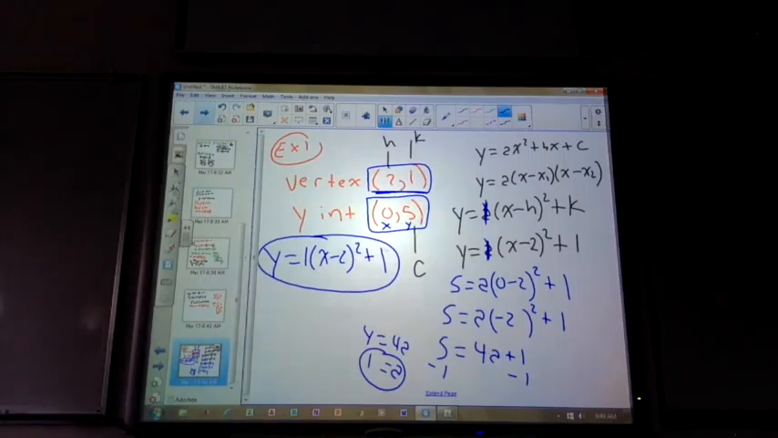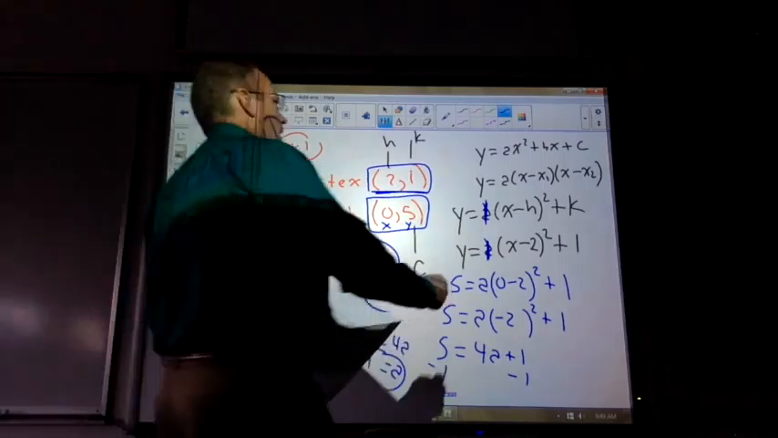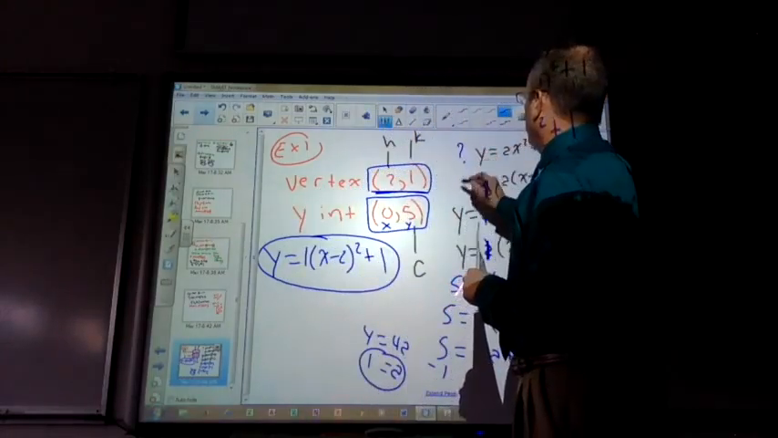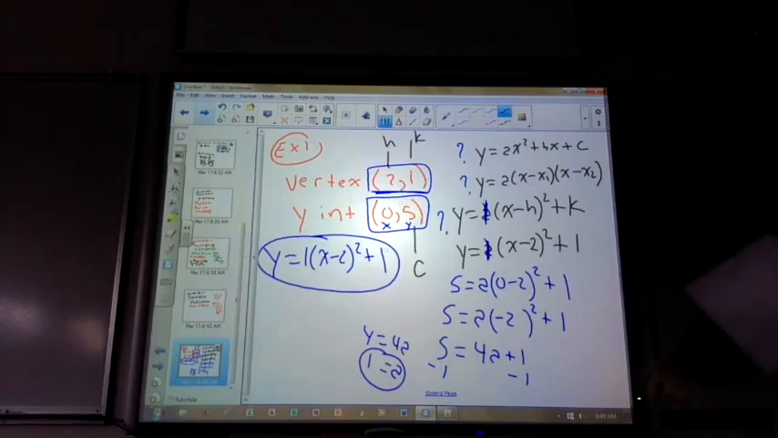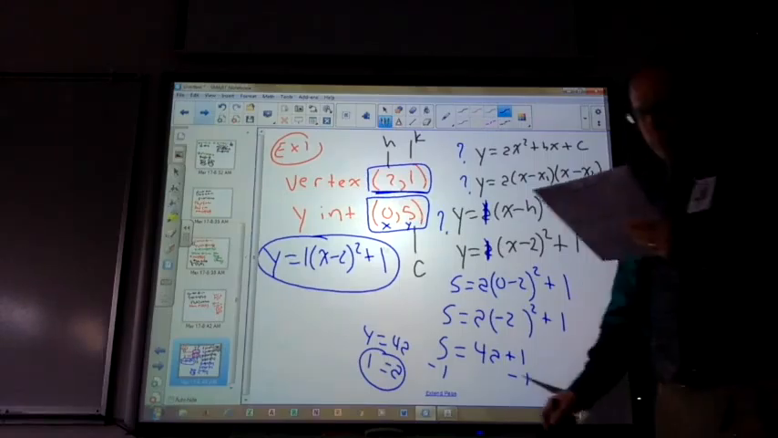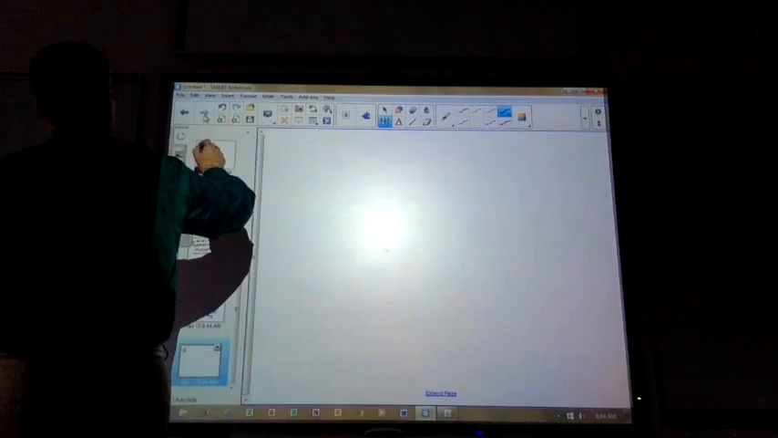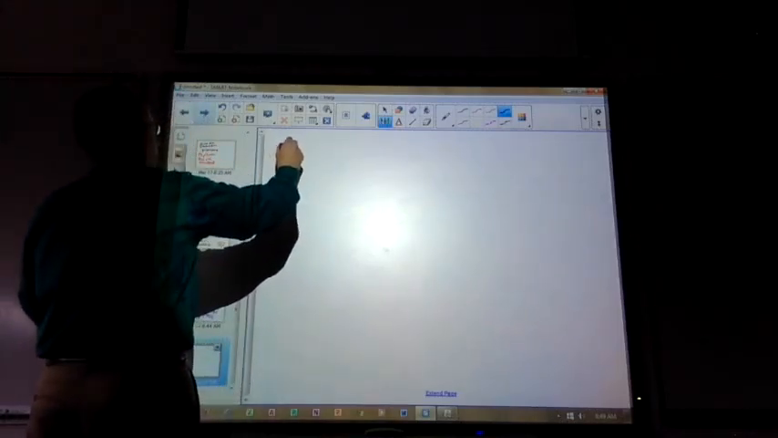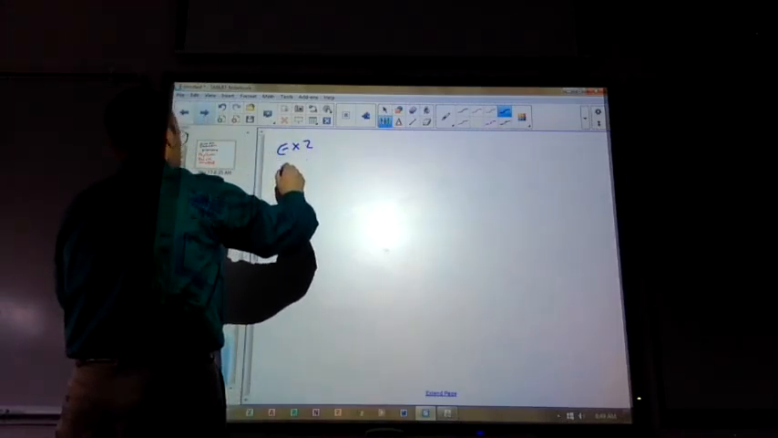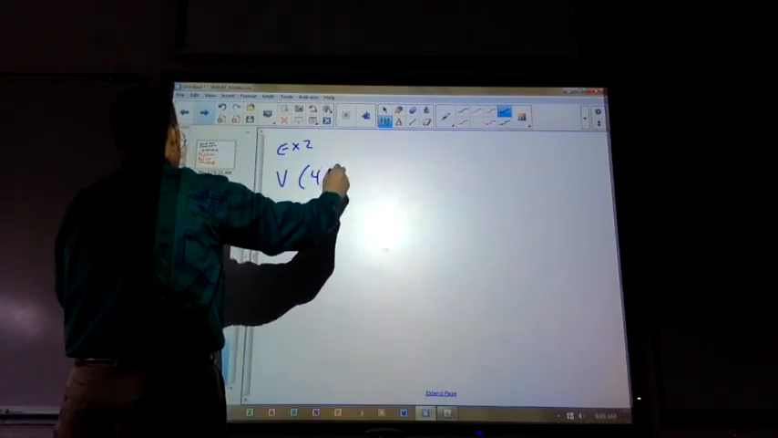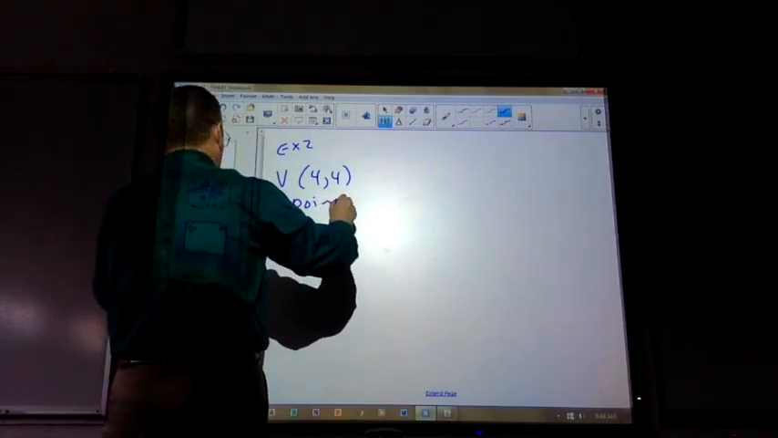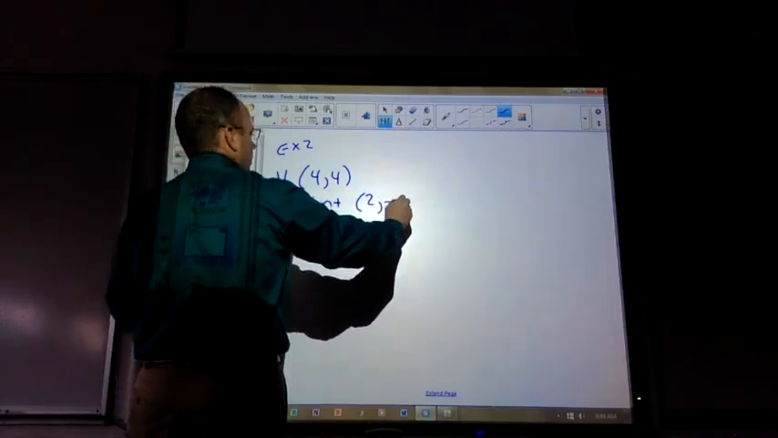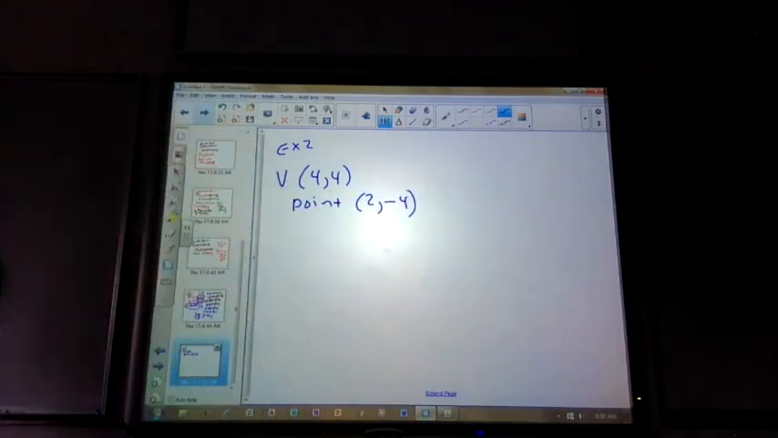Okay. So, we go through the process. Can we use this? Can we use this? So look at example 2. A parabola with vertex at 4, 4, and it goes through the point, this is some random point that they're giving you, of 2, negative 4.